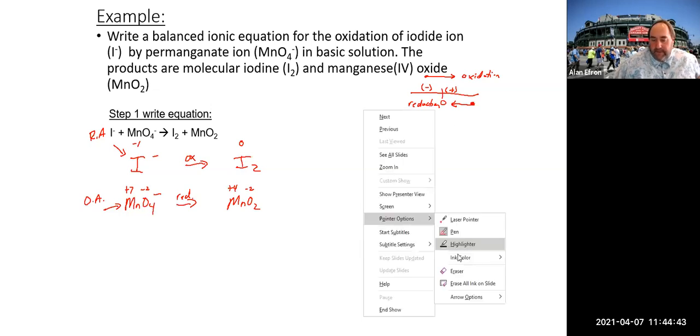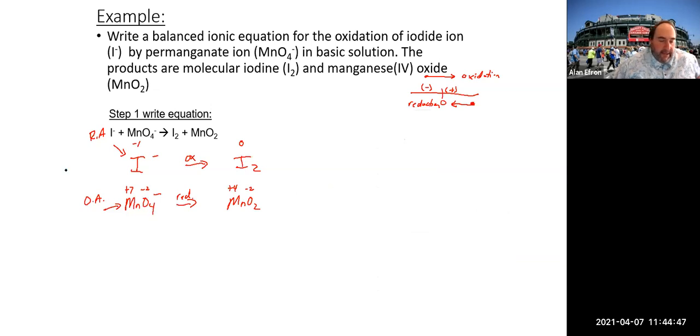All right, so the first thing we want to do is really just balance it up, like a normal equation. With that being said, we obviously need to put a 2 in front of the I since there's 2 of them over here. Down here, there's only one Mn on both sides, so that's all good. We don't have to do anything there. I'll get this stuff out of the way.